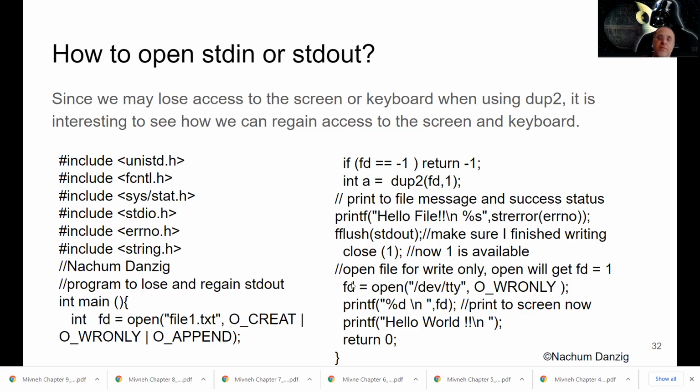So I open it for write only. And now I get FD. And what is FD? Well, I just closed 1. So the operating system is going to give me 1 as the next free file descriptor. So now when I do printf, 1 is pointing to the screen. And this will work. So I'll printf %d, the FD, the number that I got, just to prove that it's a 1. And then I printf hello world, and that I will see.